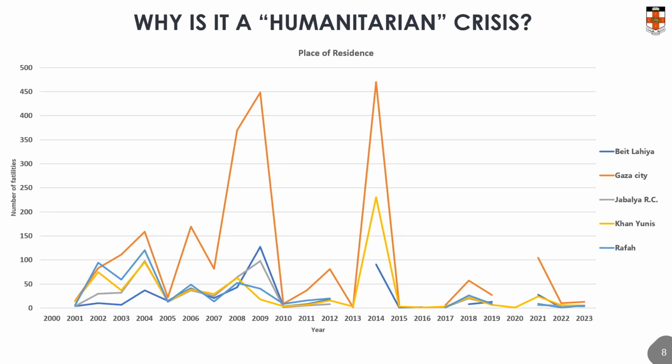Another chart shows where residents are being displaced every time war has broken out in history. Look at 2014 data, 2008, 9, 10 data, or the data before. These are the 5 topmost cities where the destruction of residential places has happened the most.